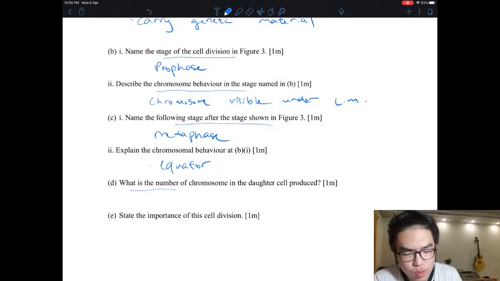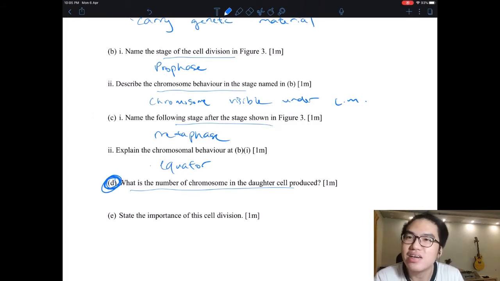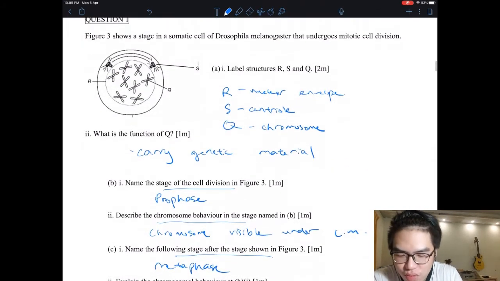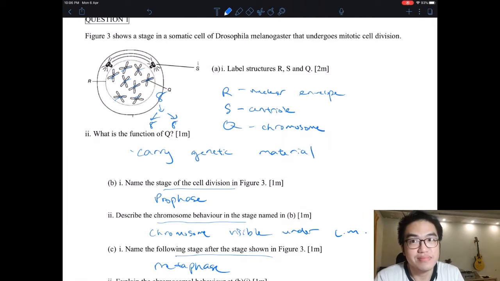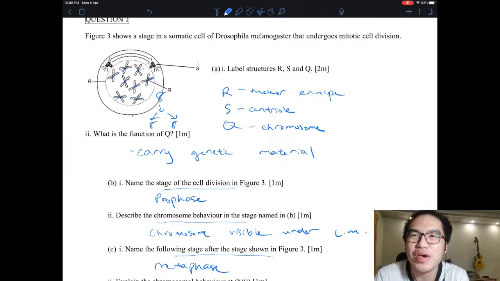D, what is the number of chromosomes in the daughter cell produced? Okay, this is a very important question. Please highlight this. Can you see how many here? 1, 2, 3, 4, 5, 6, 7, 8. Okay, 8 chromosomes. When I divide into 2 cells, I would have 8 and 8. Because mitosis is to create the exact same cell. You won't change color over time, unless you're an iguana or whatever. You won't change appearance over time unless you go for plastic surgery, because all the cells created by mitosis are exactly the same.